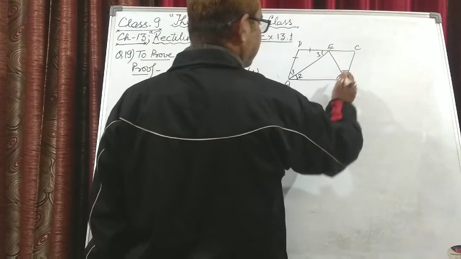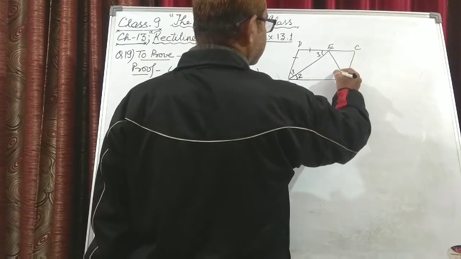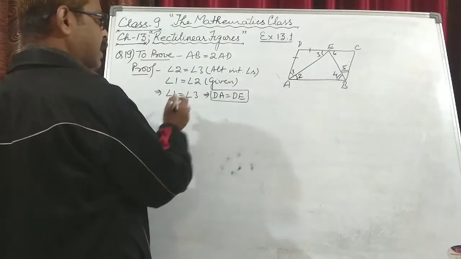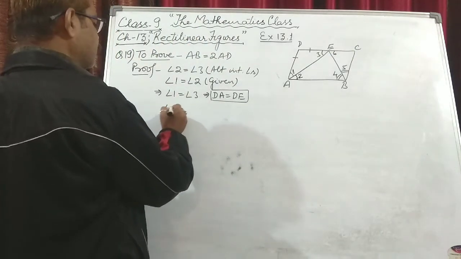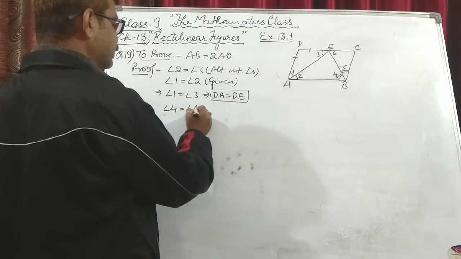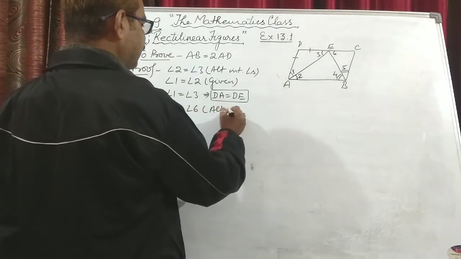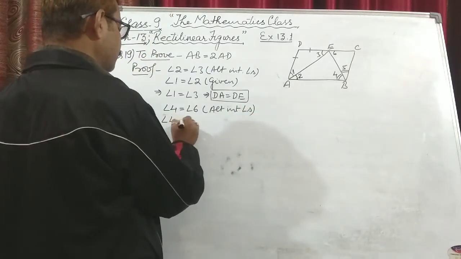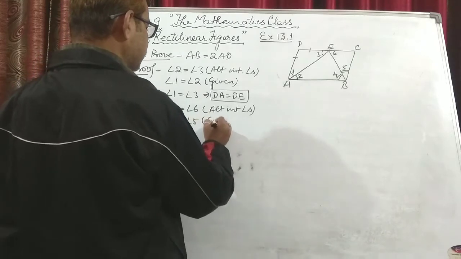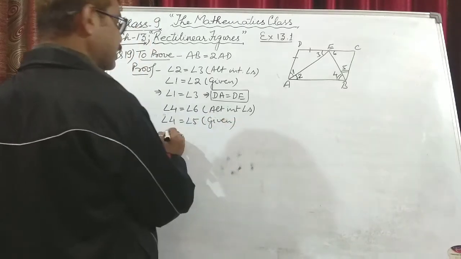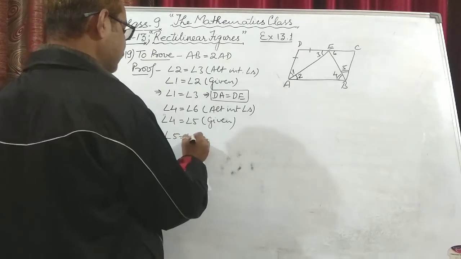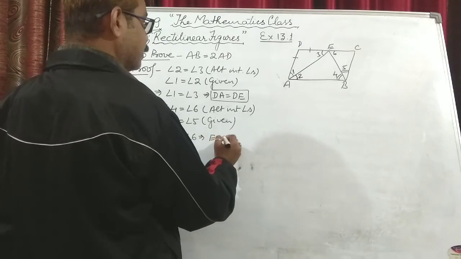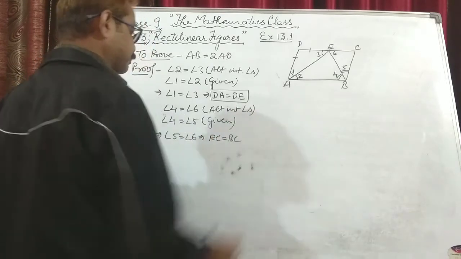Similarly, in triangle ECB, let's say the angles are 4, 5 and 6. We can say that angle 4 is equal to angle 6 because they are alternate interior angles, and angle 4 is equal to angle 5 since it is given. So we can say that angle 5 is equal to angle 6, which implies that EC is equal to BC.